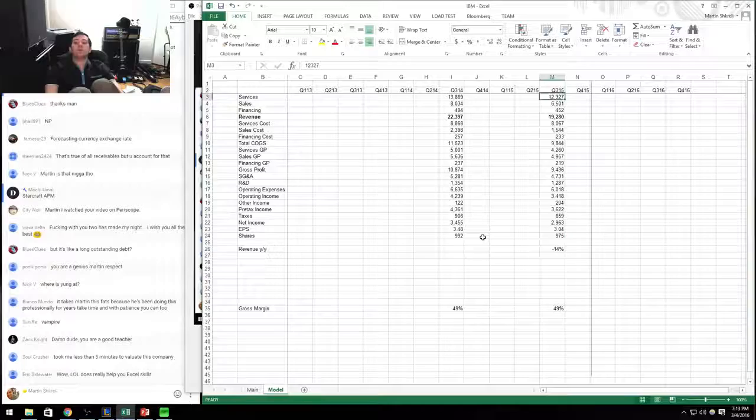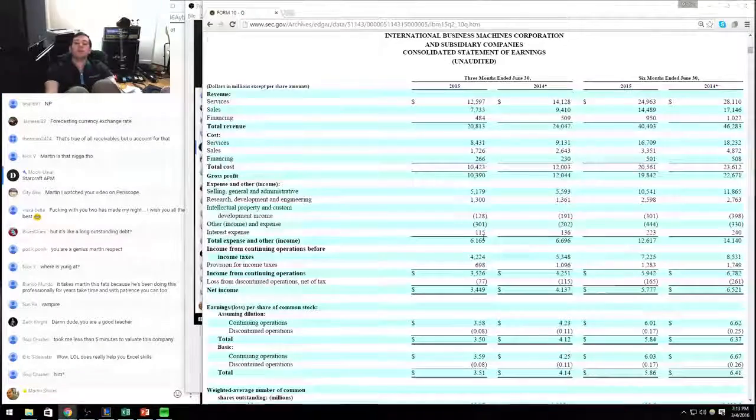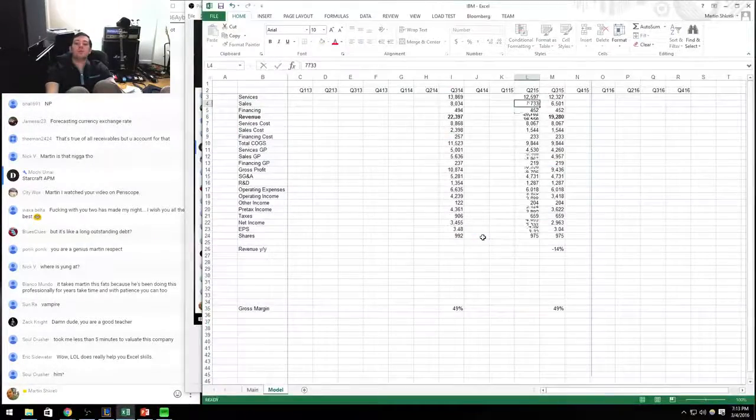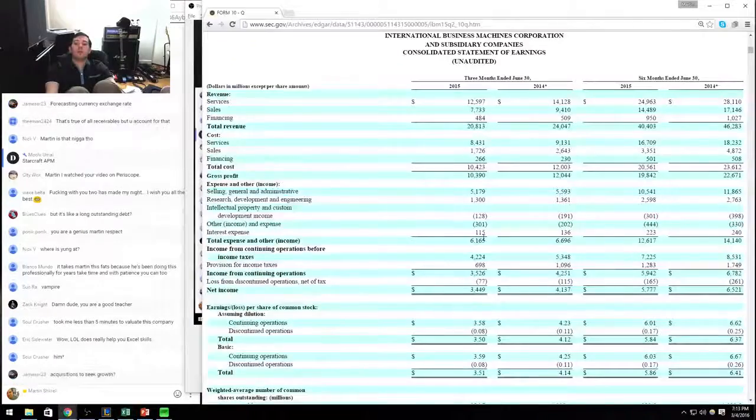So let's do the next quarter, Q2. And it gets easier after you set up the model. Plugging in each quarter is actually pretty easy.